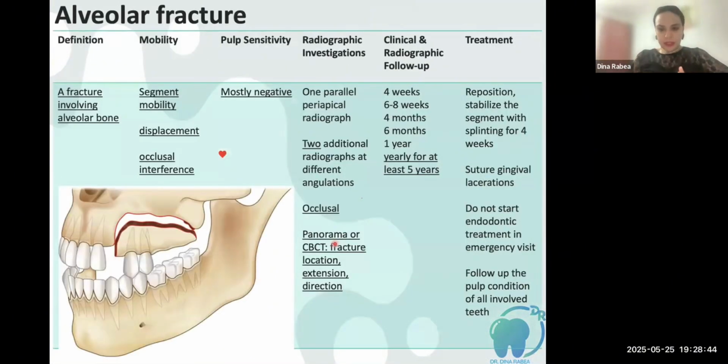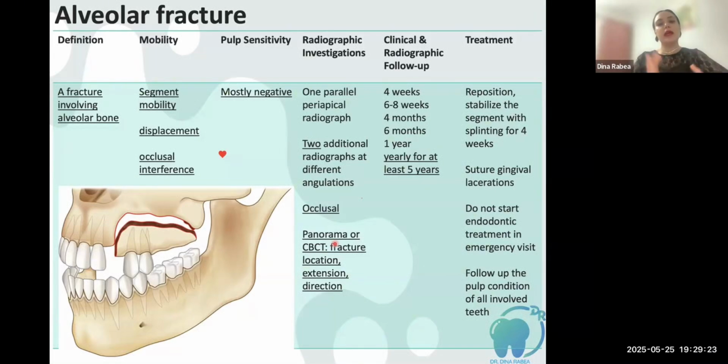For alveolar fracture, it's a very significant fracture that you can diagnose by having a segment of teeth moving together, displaced, and most of the time causing occlusal interference. Pulp sensitivity for the segment of the teeth that underwent this fracture is mostly negative, and we suggest the same radiographic investigations as mentioned earlier. CBCT and panoramic radiographs are very useful in alveolar fractures, especially if it's an extensive trauma to the face, to the maxilla, and so on.